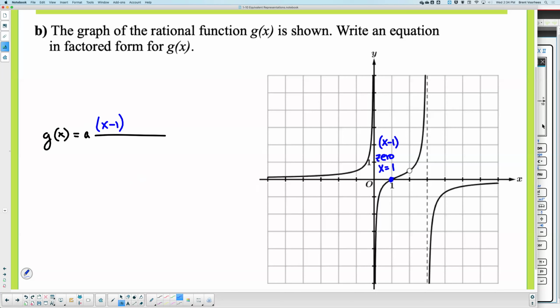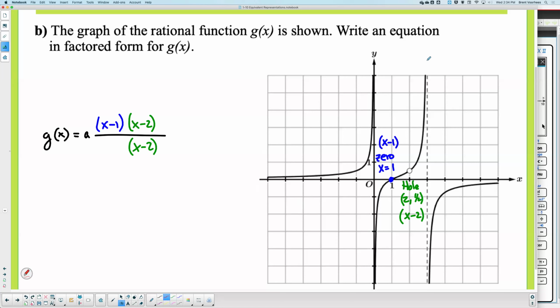Okay, call out. What other key features do you see? A hole. This hole is located at 2, 1/2. What factor would that hole come from? X minus 2. Now, where would the x minus 2 factor be located in my equation? Top and bottom. X minus 2 and x minus 2.